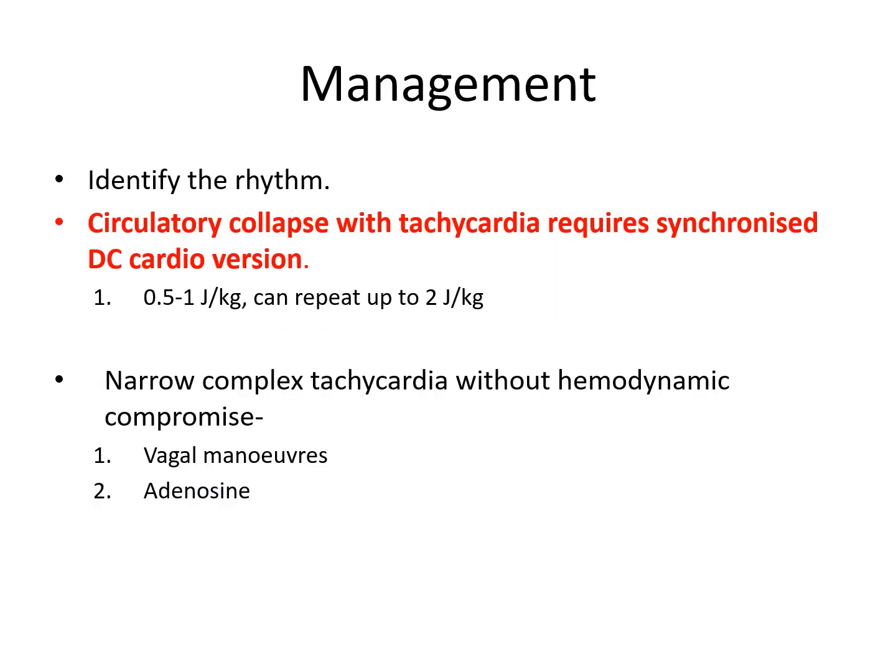Now let's move on to the more practical aspect, which is management. The first step in the management is identifying the rhythm correctly. Once we have identified the rhythm, we have to identify the presence or absence of circulatory collapse. Circulatory collapse with tachycardia requires immediate synchronized DC cardioversion. It is administered as 0.5 to 1 joules per kg and the repeat shock can be given up to 2 joules per kg. Whereas, if there is narrow complex tachycardia without hemodynamic compromise, it can be managed with either vagal maneuvers or drugs. And the drug of choice here is adenosine.